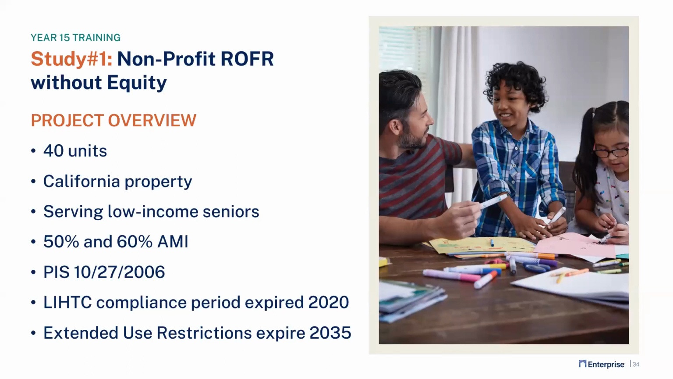In this case study number one, we have a deal. I think we just closed on this. We have a deal in California that has 40 units to serve low-income seniors. The AMI, the area median income, is between 50 and 60%. The building was placed in service in 2006, so I add 14 to that and I get an end of compliance period of 2020. And they happen to have use restrictions that last an additional 15 years, which is kind of unusual. In a lot of the California deals we see, it's considerably longer than that.